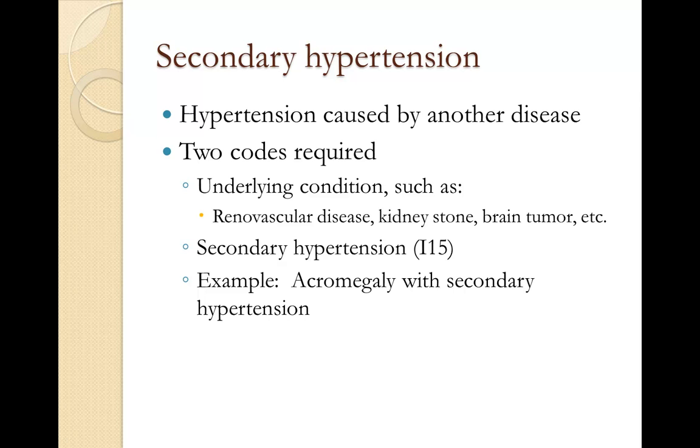And then also secondary hypertension, similar to secondary diabetes, it's hypertension that's caused by some other disease. And here, again, two codes required. So you're going to typically code your underlying condition first, and then your secondary hypertension after that. So here's acromegaly with secondary hypertension, so I'm going to code the acromegaly, and then I'll code something out of that I15 for the secondary hypertension. And you can find this by using hypertension as your main term and then looking under secondary as a subterm.